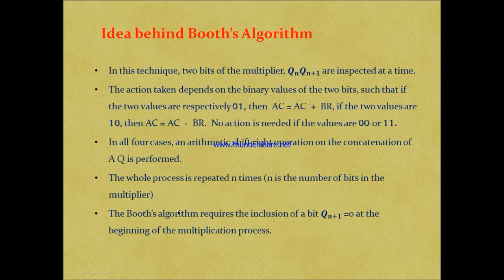And as we already mentioned, this Qn plus 1 is not part of the multiplier. We are using this as an extra bit. So we have to assign this bit either 0 or 1. For both algorithms, this Qn plus 1 bit is 0. So we have to assign this Qn plus 1 bit first to 0. So this is the idea behind the Booth algorithm.